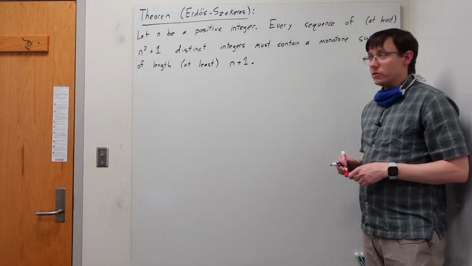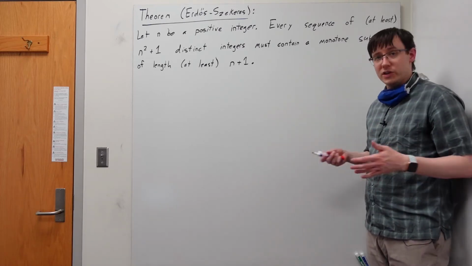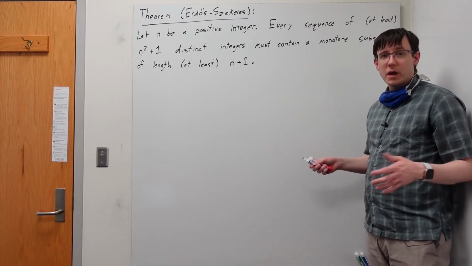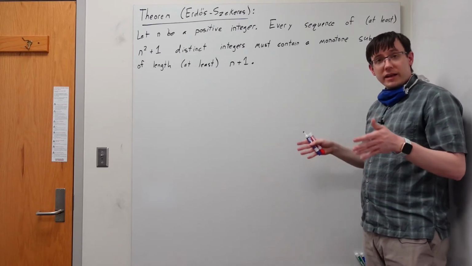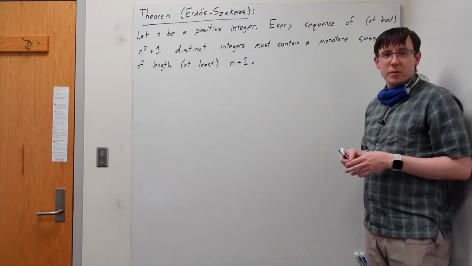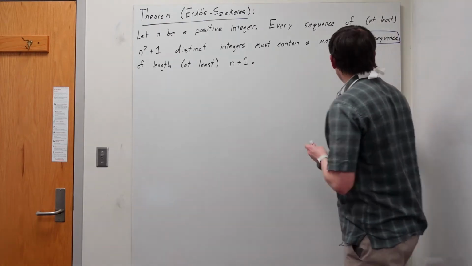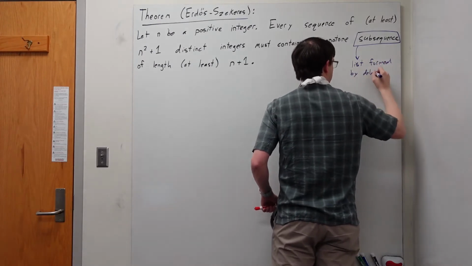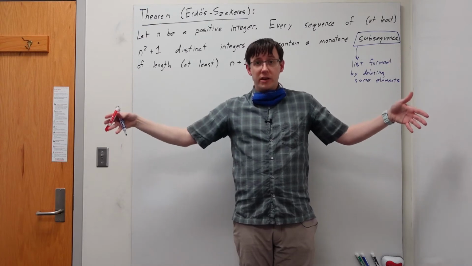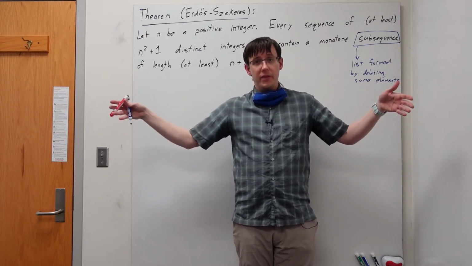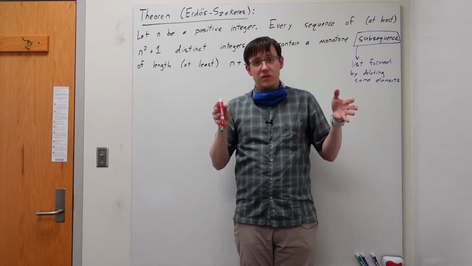This theorem concerns sequences of distinct integers. So by a sequence here, we just mean a list of integers. And a subsequence is a list formed by deleting some elements from the original sequence. So we're thinking about a list of integers that are all distinct, and then we are going to delete some elements of that list to give us a subsequence.